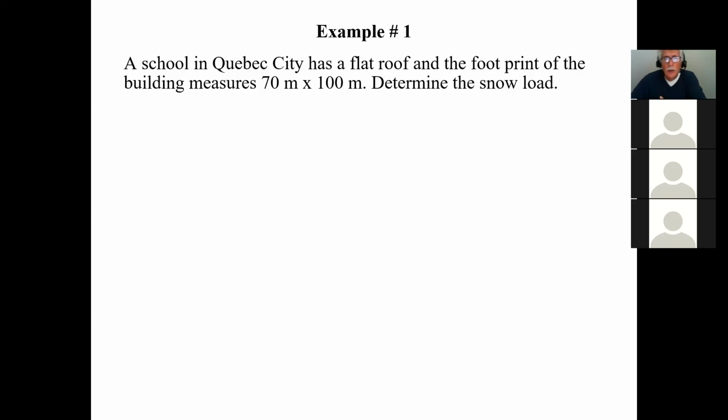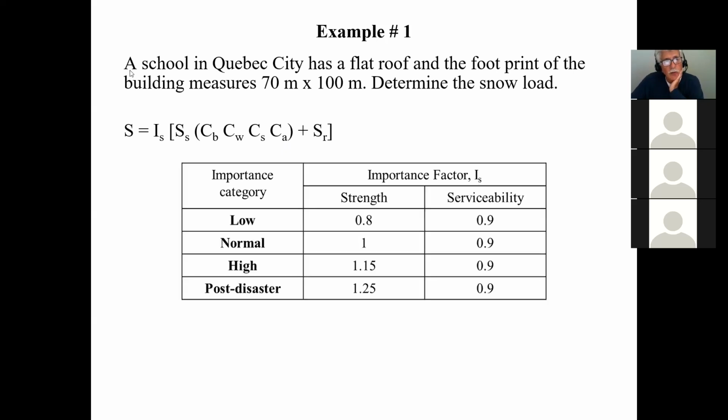So now, this is the way I always start. I always start by putting down the equation. By putting down the equation, I know what are the variables that I need to establish. So I write the equation. The snow load is IS, the importance factor, times the ground snow load, times all of the other factors, and then the associated rain.